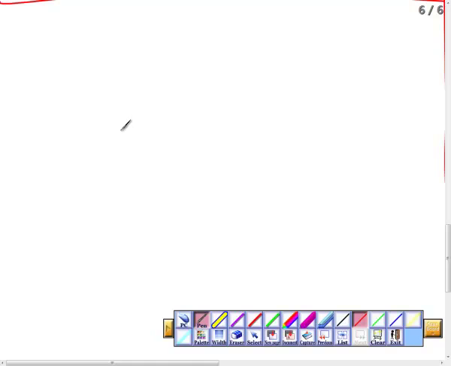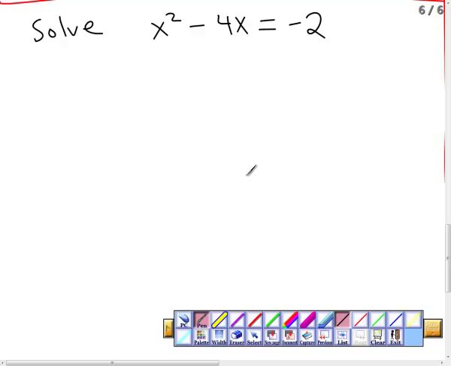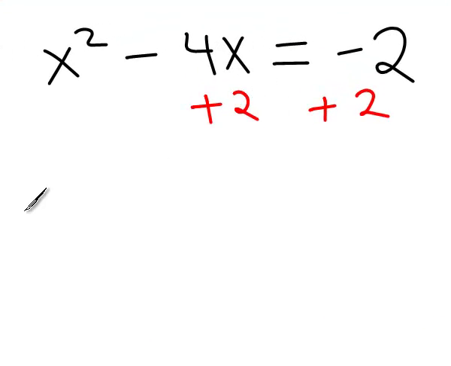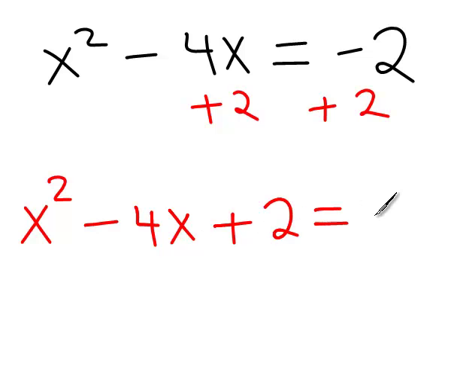All right, well, let's say that we want to solve x squared minus 4x equals a negative 2. Okay? Harley, what do we do first? Okay, plus 2 on both sides. And we get x squared minus 4x plus 2 equals 0.